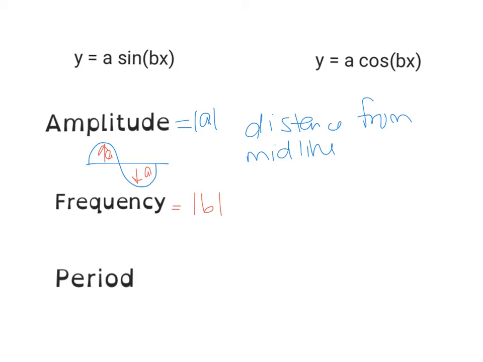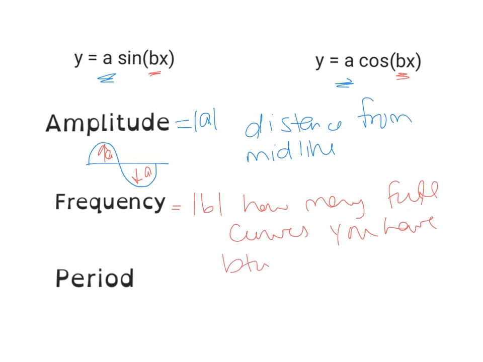Frequency is the absolute value of B. B is here, and obviously A is here. What frequency is, it tells you how many full curves you have between 0 and 2 pi. The reason why we focus on 0 to 2 pi is because 2 pi represents 360, and that just refers to a full circle. So frequency, if you had 0 and 2 pi, it tells you how many waves of sine or cosine you have. So for example, this would be 1, and that would be 2. 2 waves of sine. Or you could do cosine. And so I could have 1, 2 waves of cosine. That would represent a 2 for frequency.